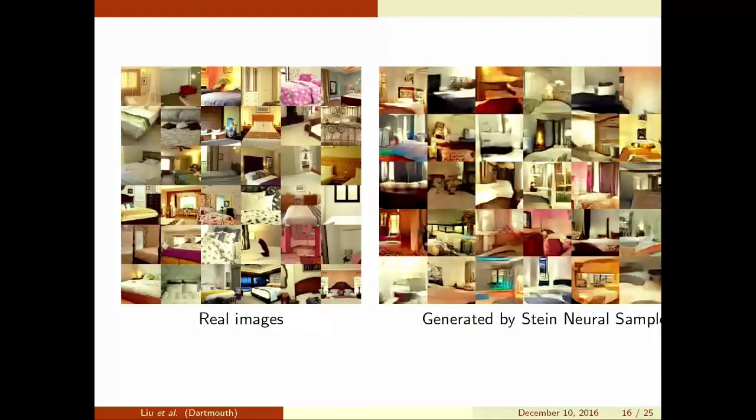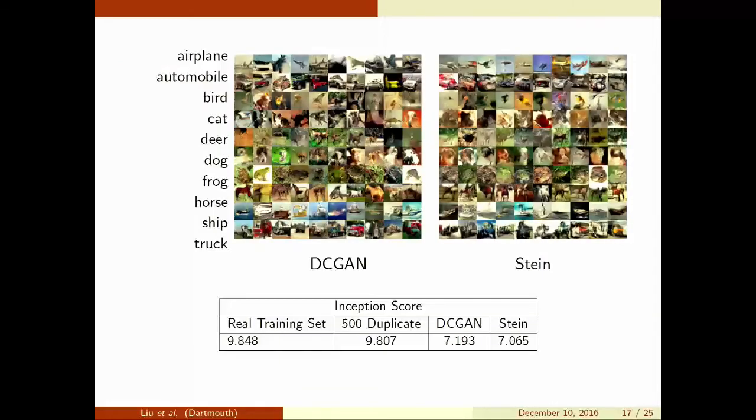Just another example when we generate bedroom images. We actually compare with DC GAN. This is on the CIFAR-10 dataset. We visually don't see any difference. I'm not sure if any experts here can see a difference.